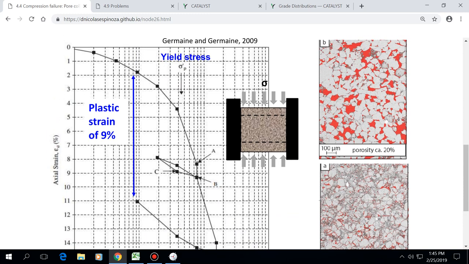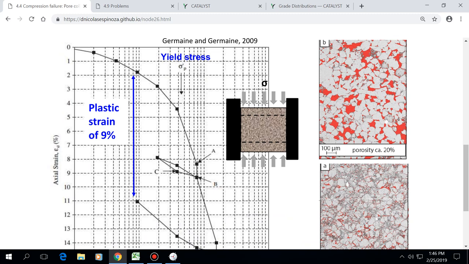Can you think of an example of where we have this type of compression failure? Why would we cause this type of compression failure in reservoirs? Sorry, say again? Remember that we were talking about depletion. We said when we lower the pressure, effective stresses increase. And if they increase beyond an elastic point, they're going to cause significant compaction. And that significant compaction is going to result from pore collapse.